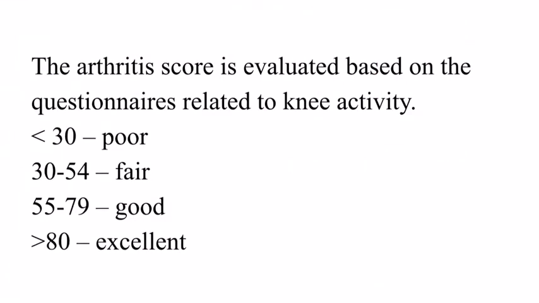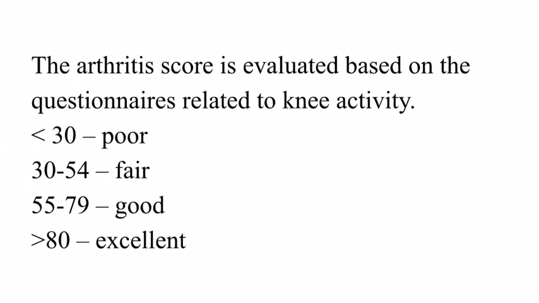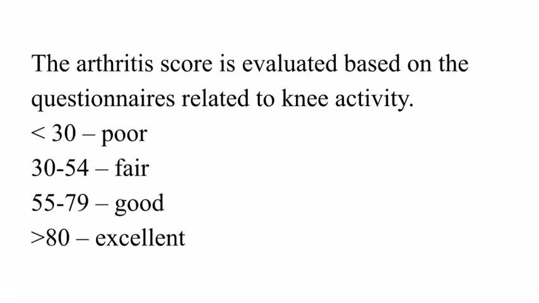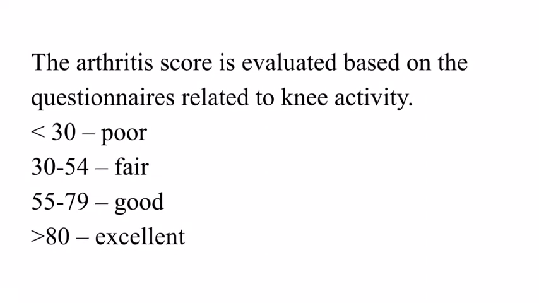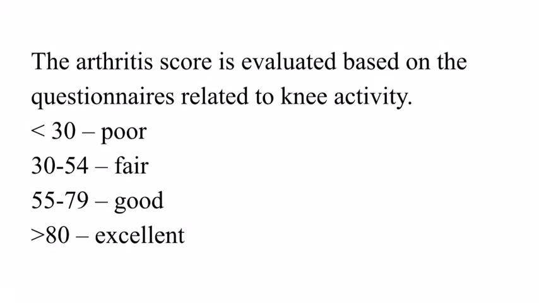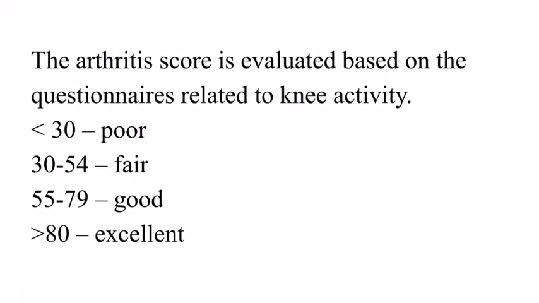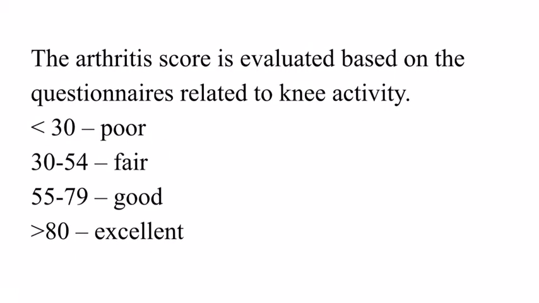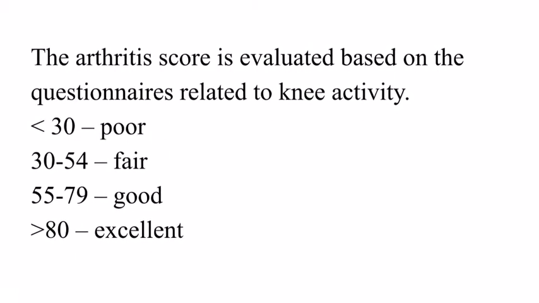An arthritis score is evaluated based on the questionnaires related to knee activity. If the score is less than 30, they are said to have poor knee activity, and if the score is between 30 to 54, they have fair knee activity. If the score is between 55 to 79, they have good knee activity, and if the score is greater than 80, they are said to have excellent knee activity.